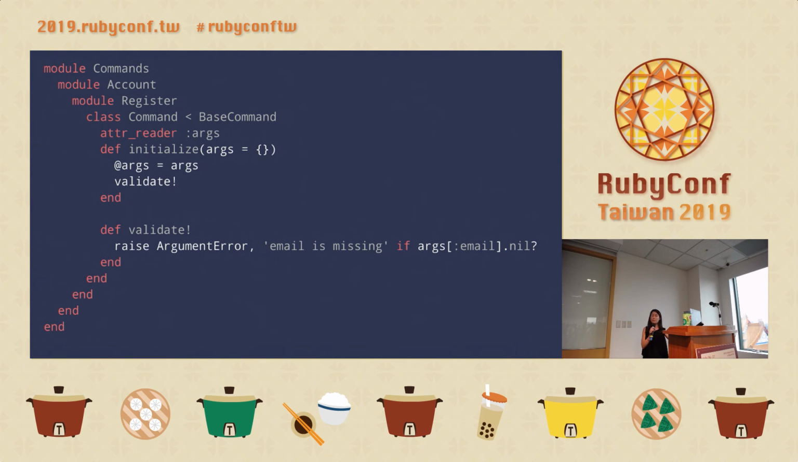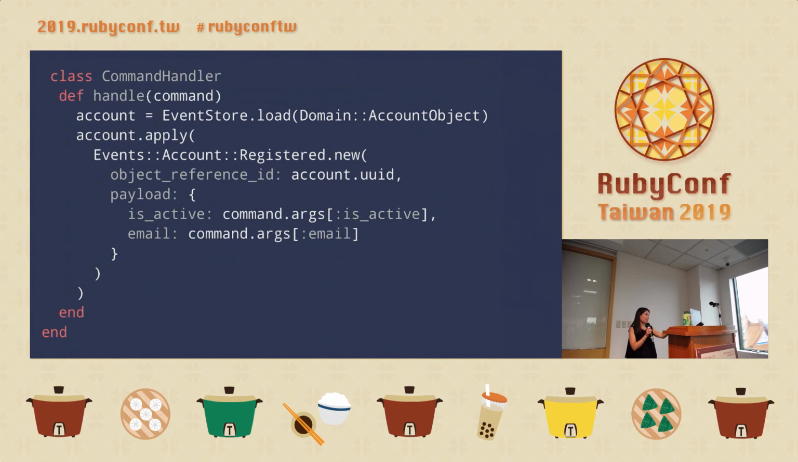So our command is going to be initialized with some arguments coming from the client and call whatever validations it needs to perform against the domain model. And then we'll handle the command by first rebuilding the account to current state and then applying the event.